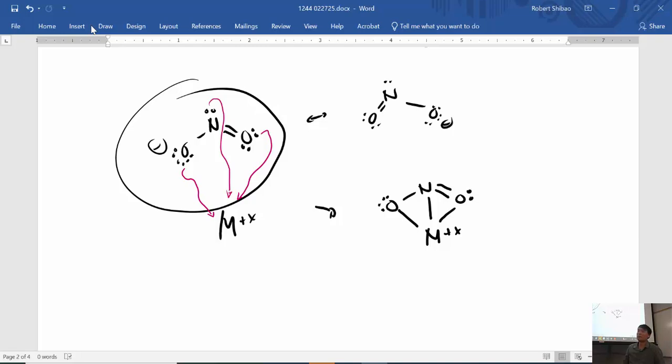But this does not look feasible. This does not look feasible because it's not even a four. It is a four-part ring here. And so if we look at the N-O-N-O-N-M, that's a four-membered ring here. But we also have this. What is this? That's a three-membered ring. And then we have another three-membered ring.